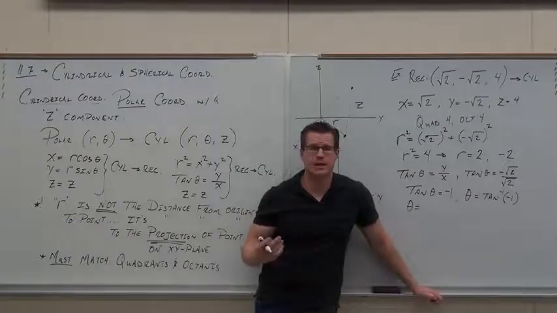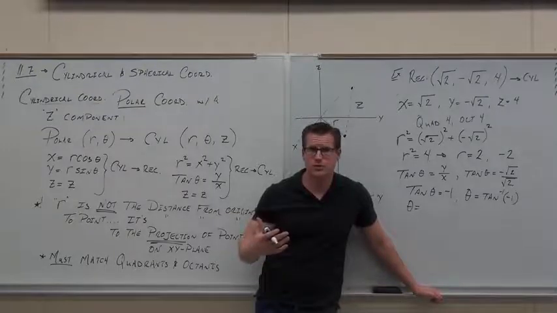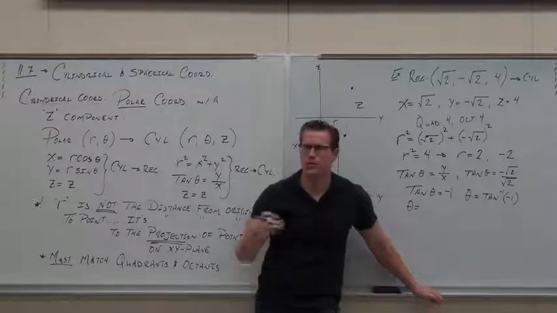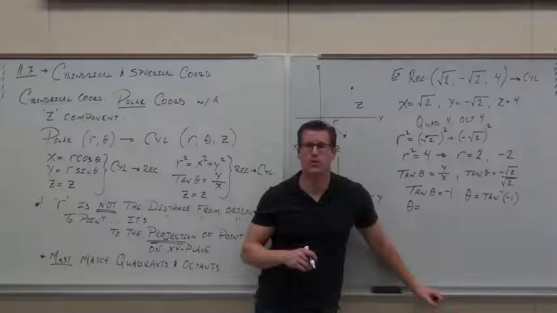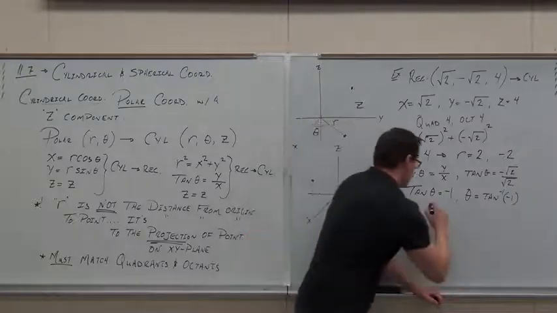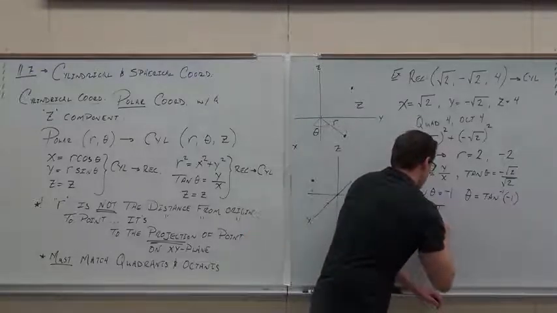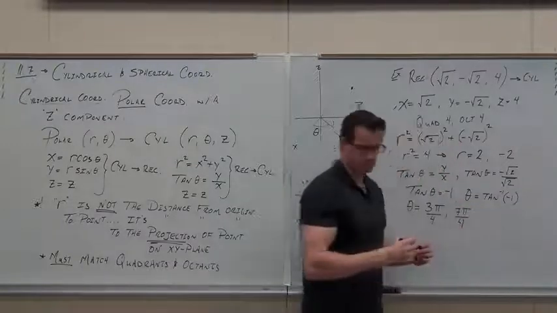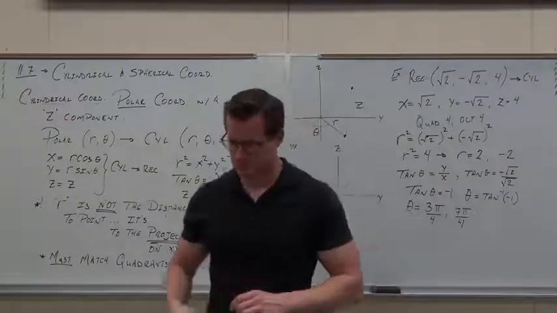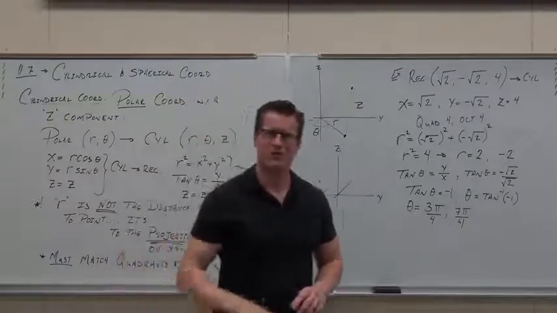Cosine and sine have the same values, but one's negative. Come on, that's quadrant 2 or quadrant 4. Are you with me on this? Yes. What is it? 3 pi over 4 or 7 pi over 4. Head nod if you're okay with that one.